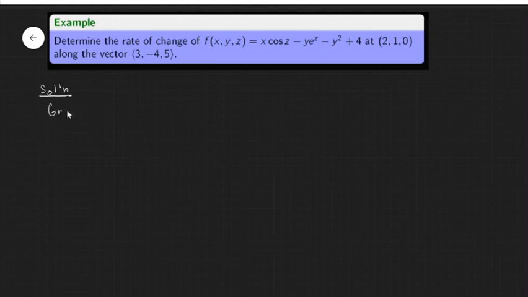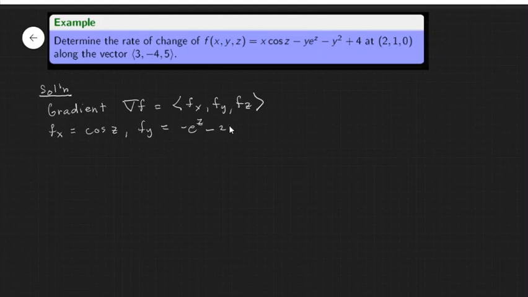So first, we need to compute the gradient of f at any point x, y, z. So we know that this is equal to the three-dimensional vector fx, fy, fz, where fx is cosine z, fy is negative e raised to z minus 2y, and fz is negative x sine z minus y e to the z.